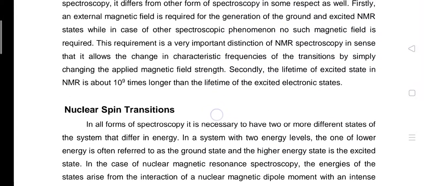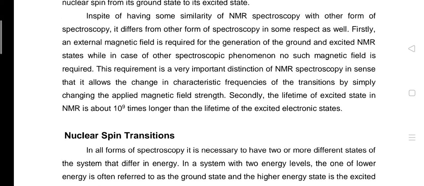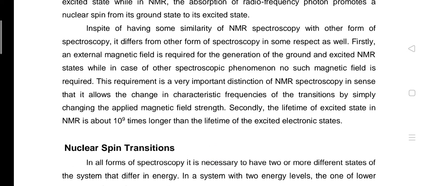One thing: many times in examinations they ask why NMR spectroscopy is different from other spectroscopy. It differs from other spectroscopy in some respects. Firstly, an external magnetic field is required for the generation of the ground and excited NMR states, while in other spectroscopic phenomena no such magnetic field is required. Okay, so this is a very important distinction of NMR spectroscopy.